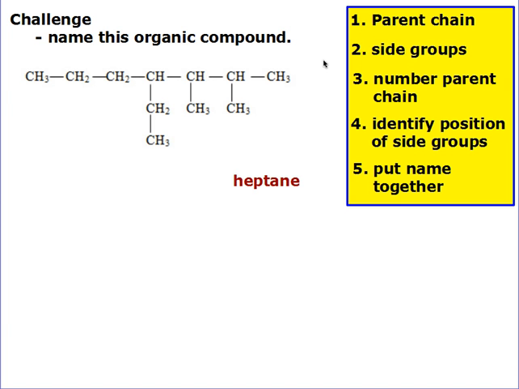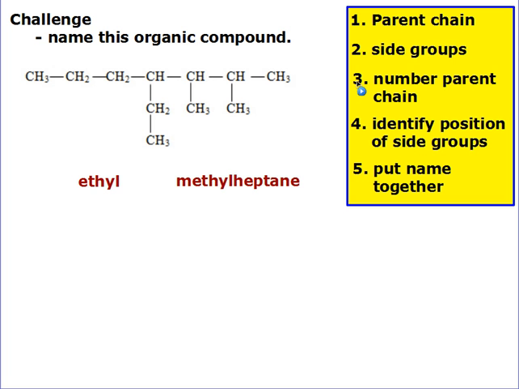Side groups, this time we've got 3 side groups, and we've got 2 methyl groups, each with 1 carbon in it, and a side chain with 2 carbons in it, so that would be an ethyl group. So we've got ethyl and methyl. Now remember, they are written in alphabetical order, so we have ethyl first and then methyl.